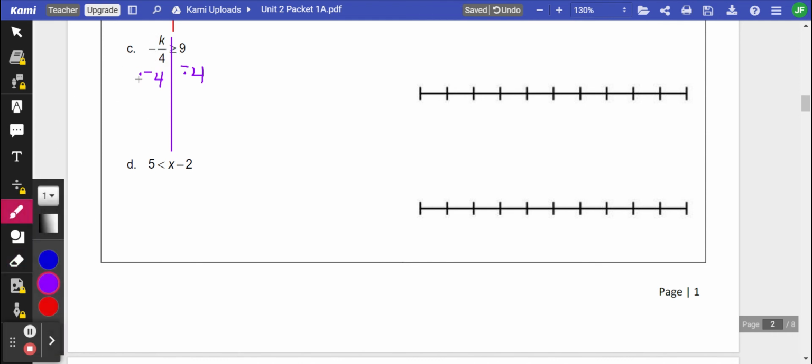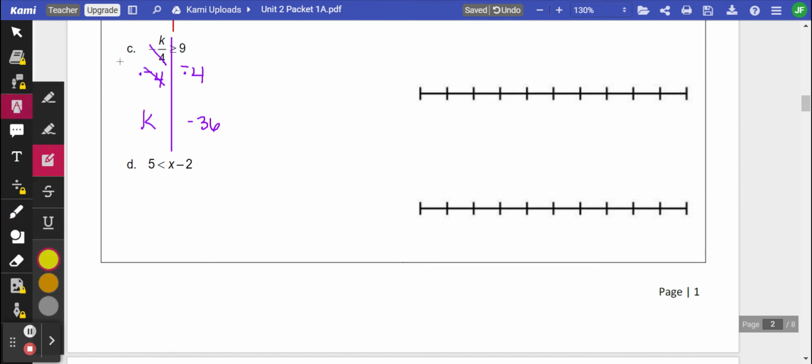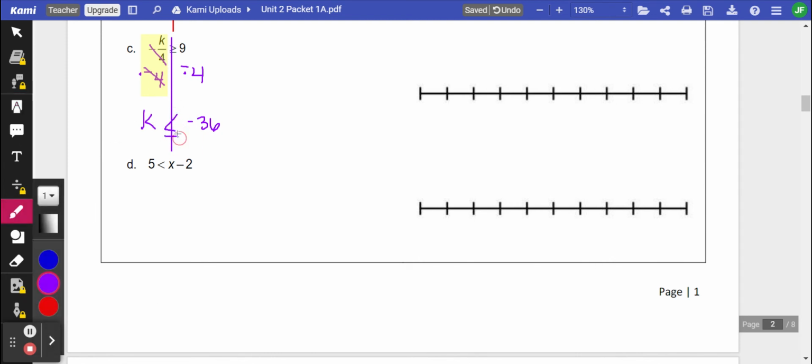Okay, so when I multiply by -4 on both sides, this cancels with those to give me k. And 9 times -4 is -36. And then this time I need to ask myself, did I multiply or divide the variable by a negative number? And in this case, I did. I actually multiplied by a -4. So what I'm going to do is I'm going to take this inequality sign and flip it to face the other direction.